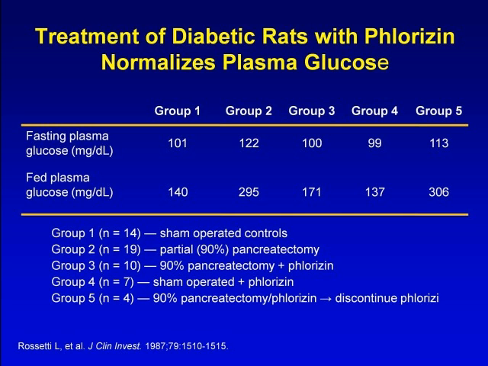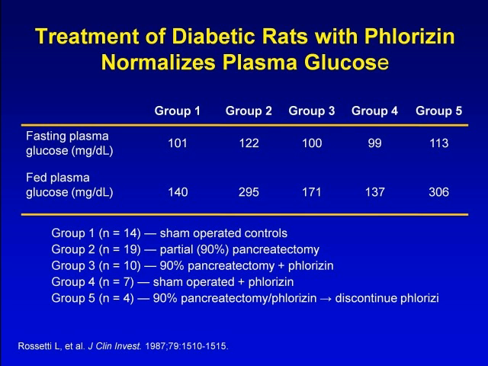The first row is looking at fasting plasma glucose, and the second row is the fed state or the prandial glucose. So as you can see, if you infer from this, Phlorizin actually lowers the fasting plasma glucose to almost the levels of the control group, which is group 1. So group 3 is almost similar to group 1.